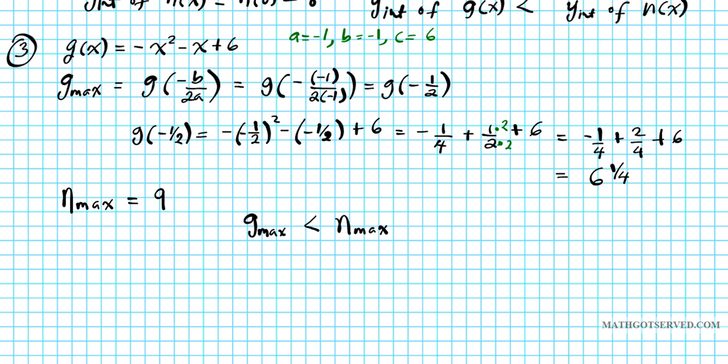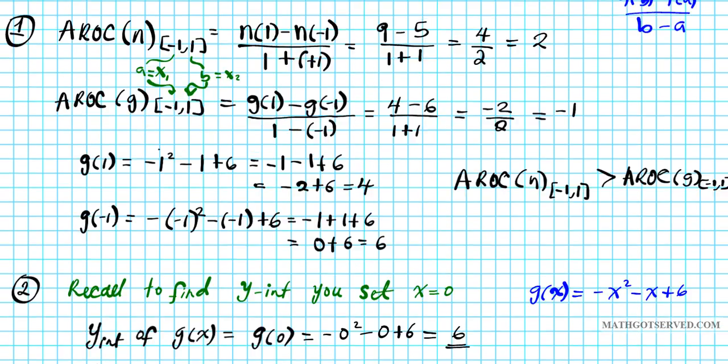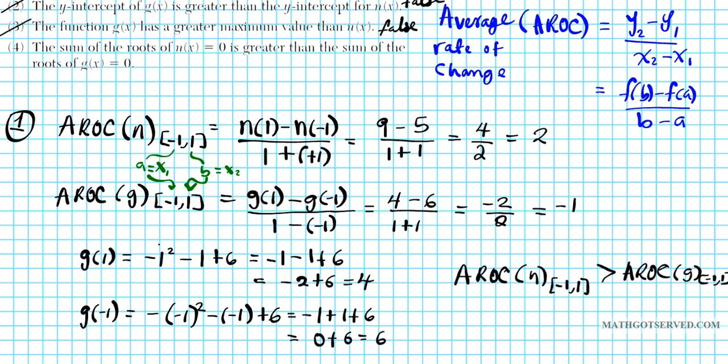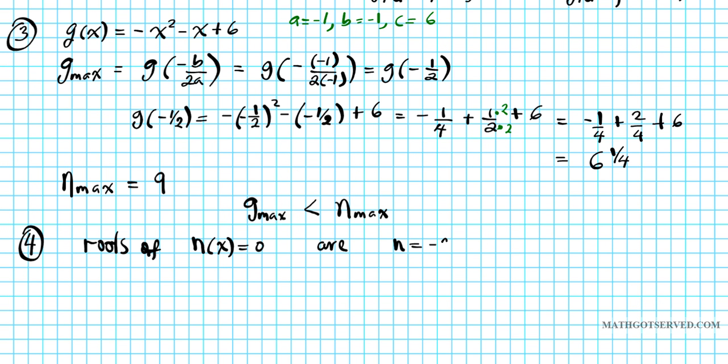Okay, so for option 4, which should be the true statement, the roots of the statement n of x equals 0 are, let's see, I already forgot what they are. What are they? -2 and 4. N equals -2 and n equals 4. So the sum of the roots are negative 2 plus 4, which is what? Positive 2. There you go.